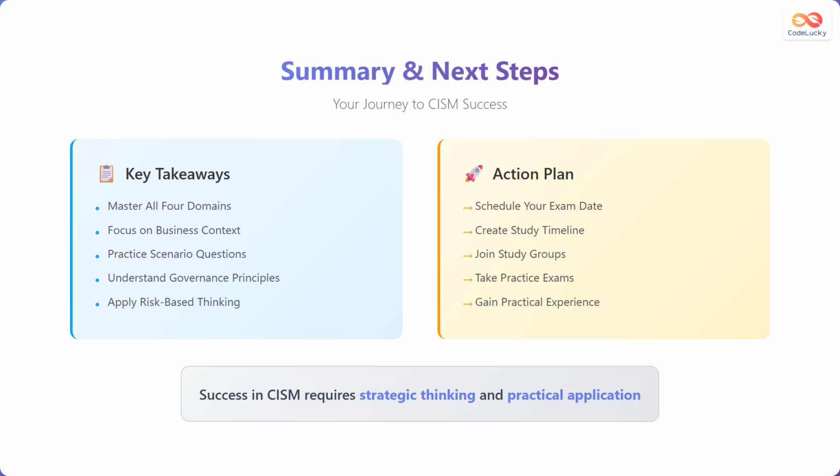Join study groups to benefit from peer learning and different perspectives on complex topics. Take practice exams to familiarize yourself with question formats and identify knowledge gaps. Most importantly, gain practical experience by applying CISM concepts in your current role. Success in CISM requires both strategic thinking and practical application. The certification demonstrates your ability to manage security programs that protect organizational assets while enabling business objectives.